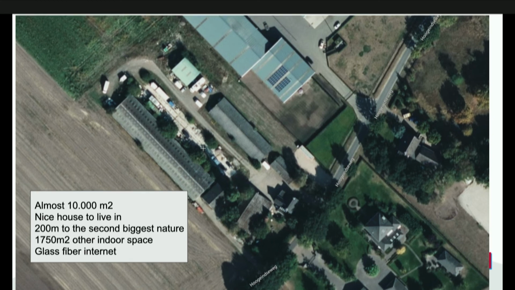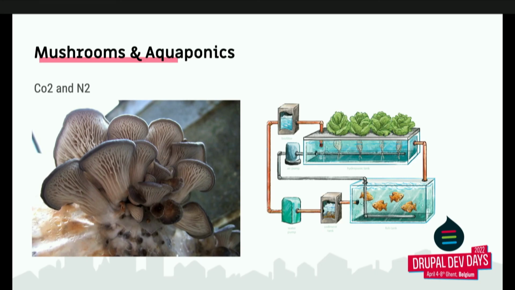Okay, what are you going to do with that amount of space? And there's glass fiber internet, because for me that's essential. Without internet, I cannot work. So I'm going to start a new project: mushroom farming. Not the special type of mushrooms, but the type that you can actually eat and cook with. Think about chanterelles or oyster mushrooms or something equivalent. It's not so hard to grow them as long as you're really working clean.